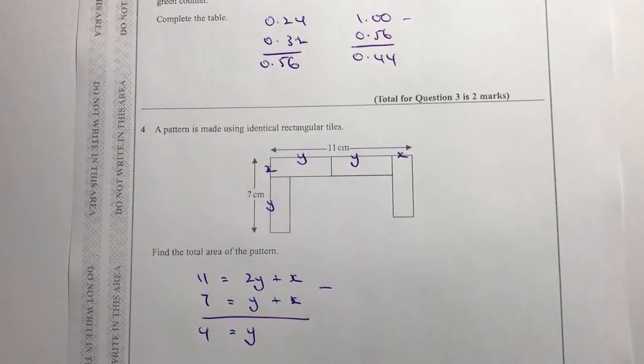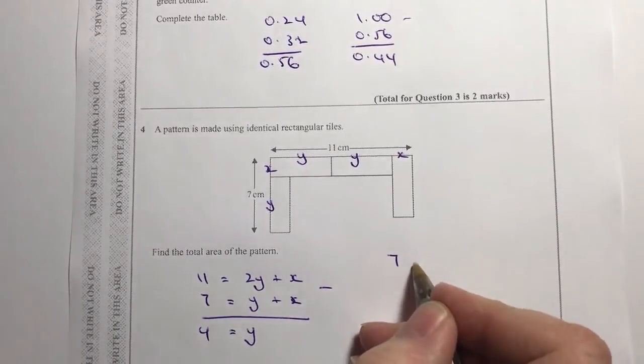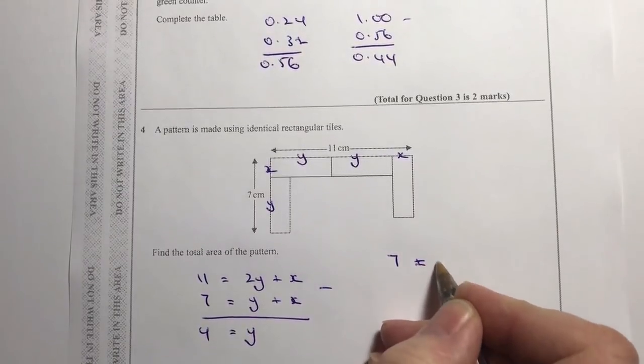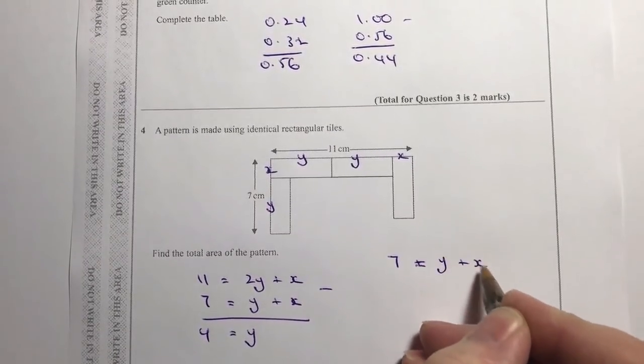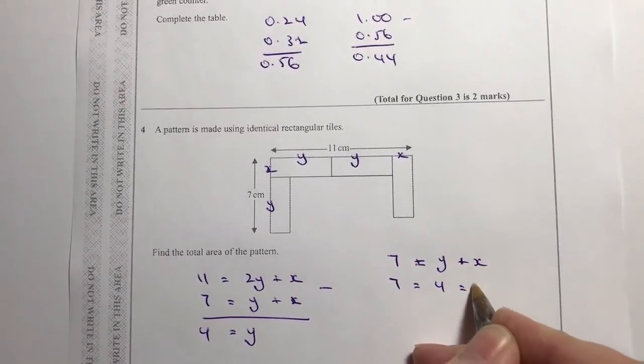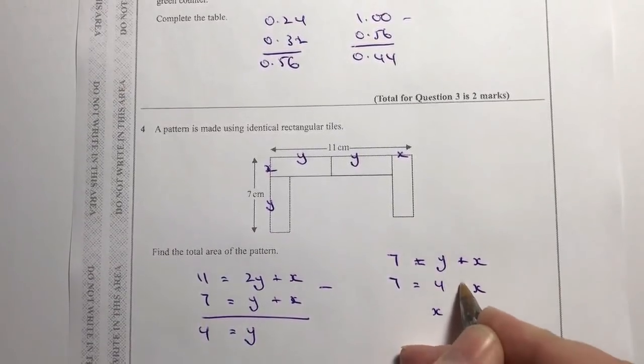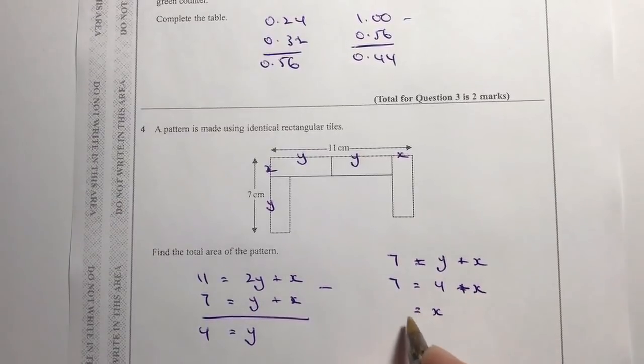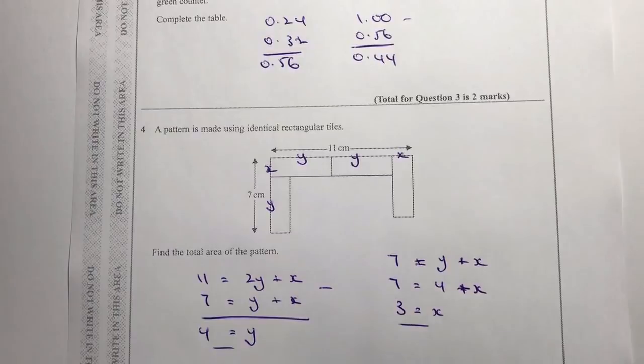And then it's just a case of putting that value of 4 back into one of these equations. I'll choose the bottom one because it's fairly straightforward. So I've got 7 equals y plus x. Well, I know that the value of y now is 4. So therefore I can work out that x equals 3, and actually those are my two values for each of the tables.